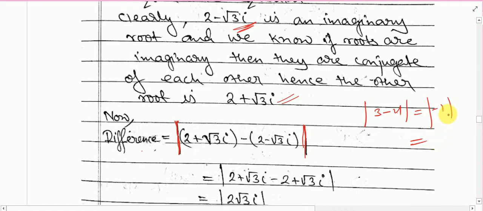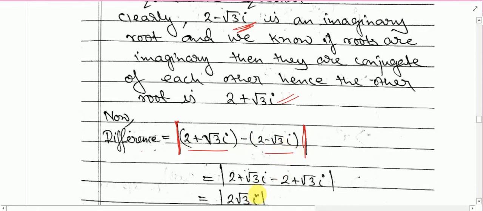Okay, only magnitude. So 1. Let's say I have 4 minus 3 in mod, then I'm getting mod 1 and I'll get a positive value only. So for difference we'll take only the positive value. So that's why difference equals mod of one root minus the other root.